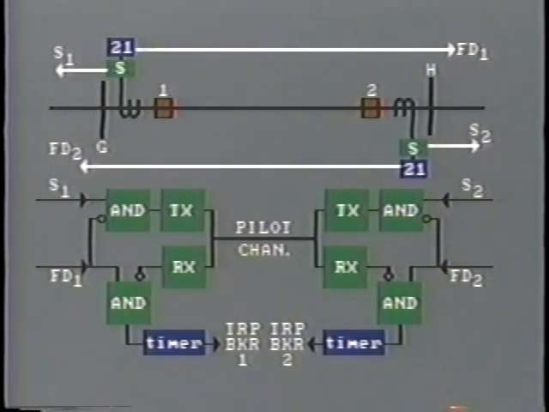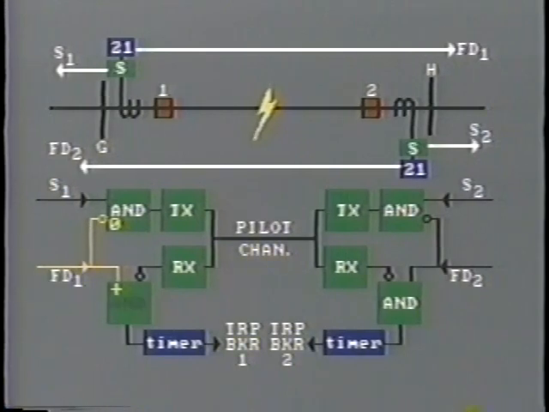Now let's see what happens with an internal fault. Both of the fault detectors sense the fault and initiate action. Let's look at station G. The fault detector, FD1, will register the fault at station G and send a positive tripping signal to the tripping logic. Remember, this needs two positive signals.